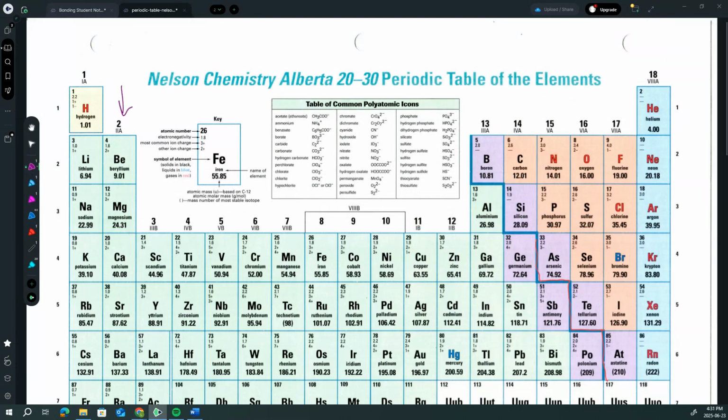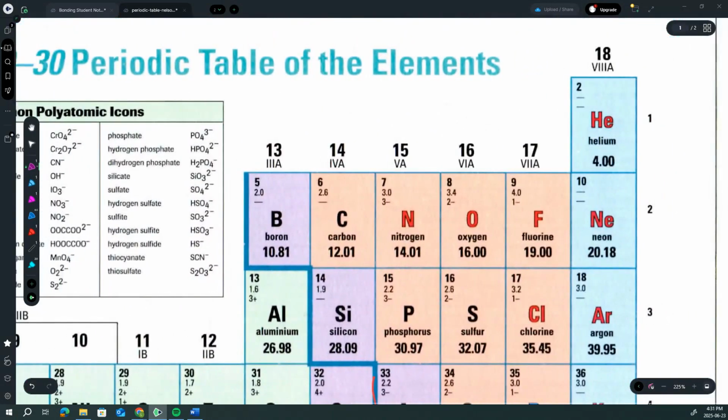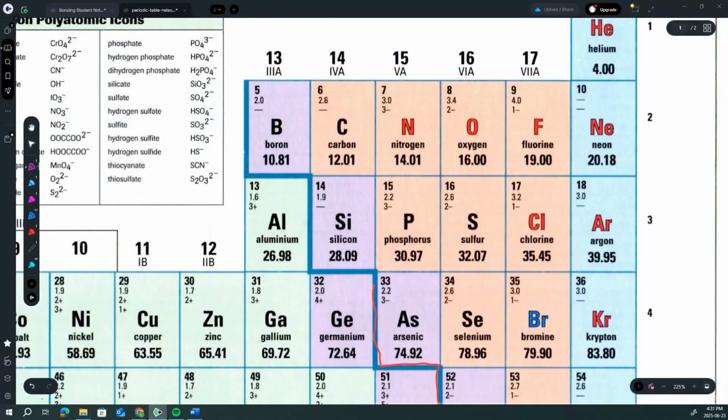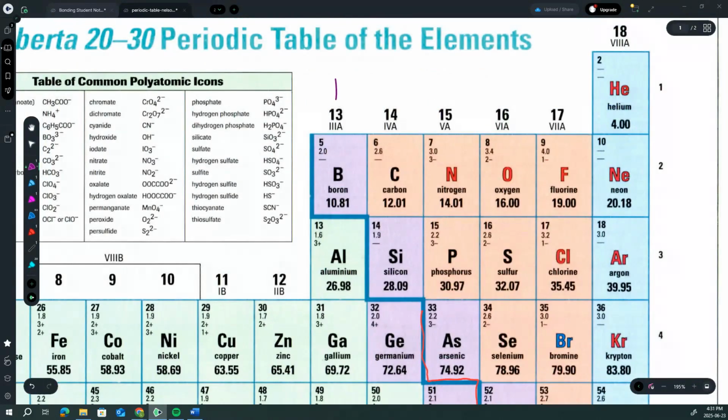Going over to group 2, all of these elements, beryllium, magnesium, calcium, and so on, are going to have 2 valence electrons in their outermost shell. Now, if we move to the other side of the periodic table, this is why I said the last digit of the group number. Boron, aluminum, gallium, anything in group 13, are going to have 3 valence electrons.